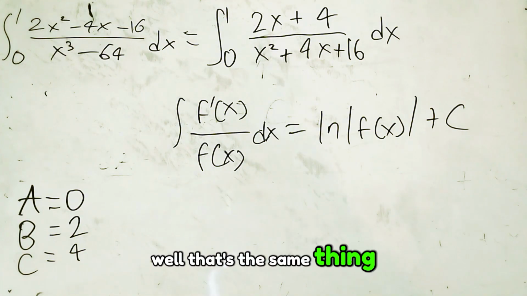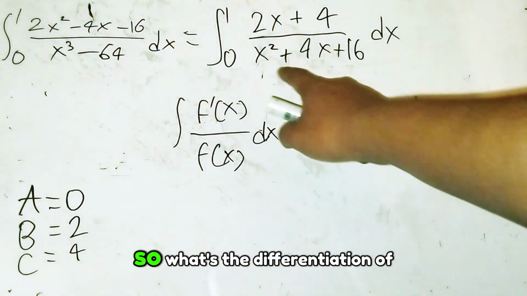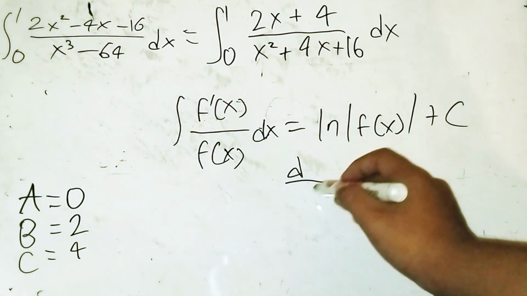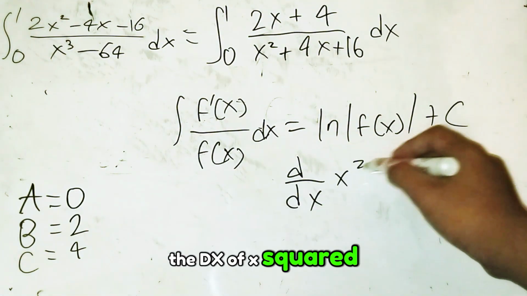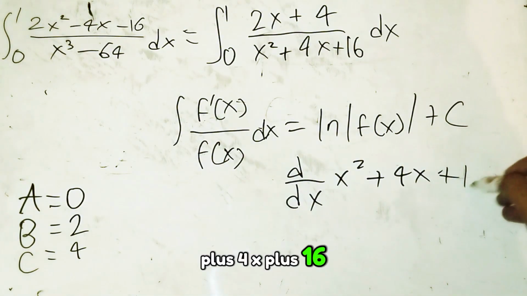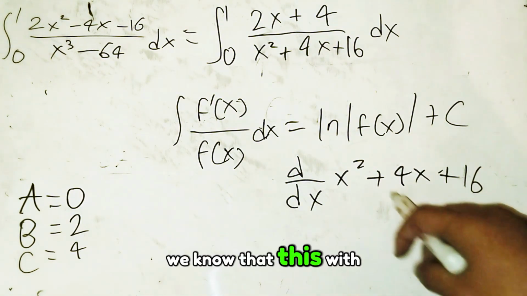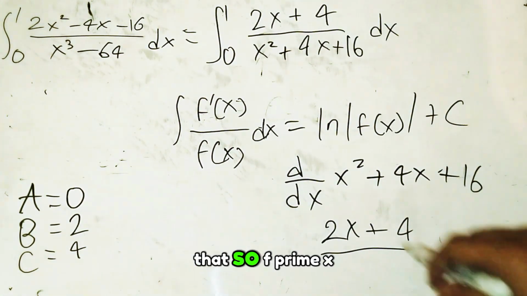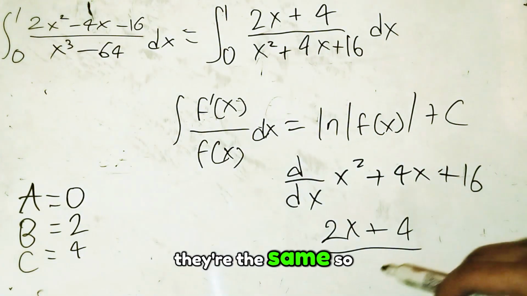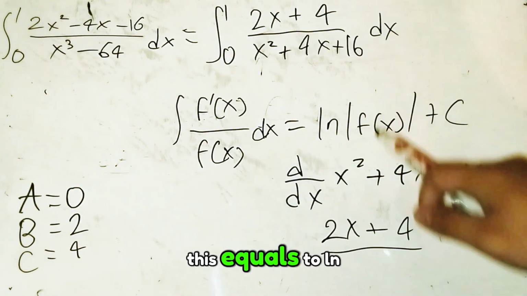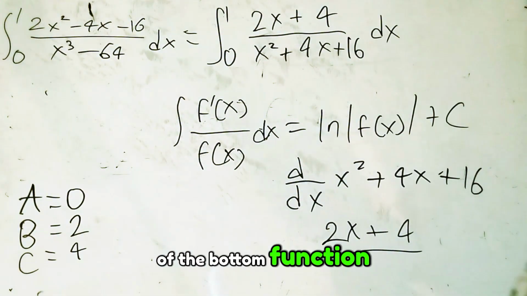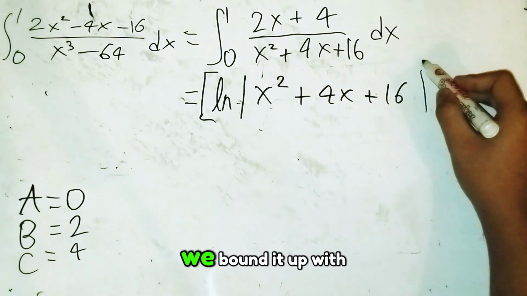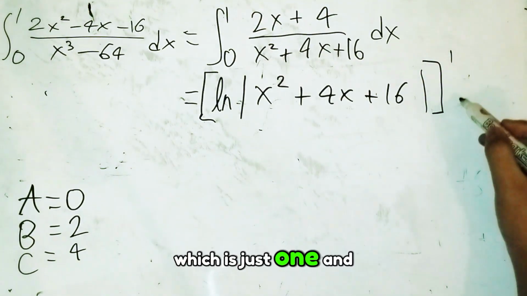Well, the same thing applies here. So what's the differentiation of x squared plus 4x plus 16? dx of x squared plus 4x plus 16. We know that with this formula, as you can see, this is the same as that. So f prime x over f x, they're the same. So we can just conclude that this equals ln of the bottom function. And then we bound it with our values, which are just 1 and 0.